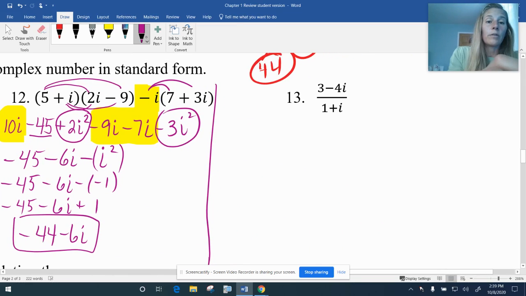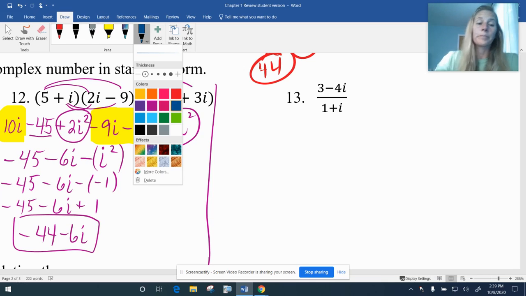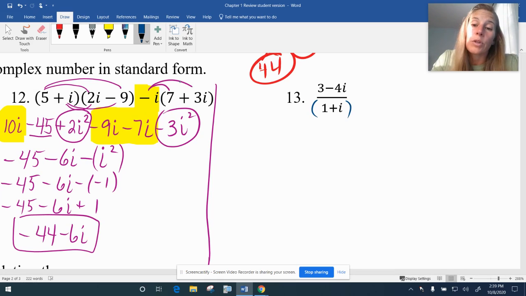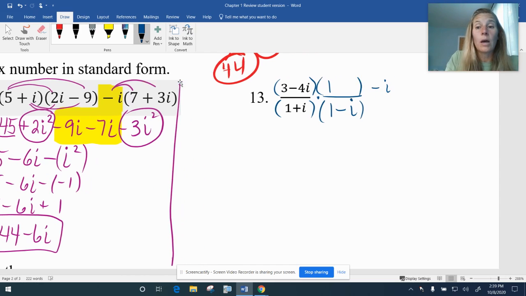Okay, so finally for number 13, this time we're dividing complex numbers. So in order to divide a complex number, since the rule is that you cannot have an i in the denominator, you would need to multiply by the complex conjugate in order to get the i's to cancel. So in this case, the complex conjugate would be 1 minus i. And whatever you multiply in the bottom, you're also going to do on the top.